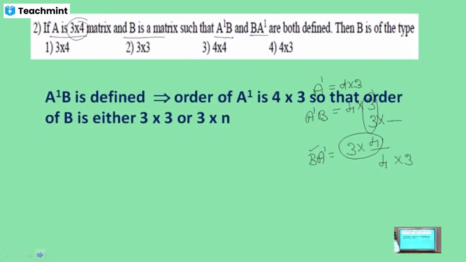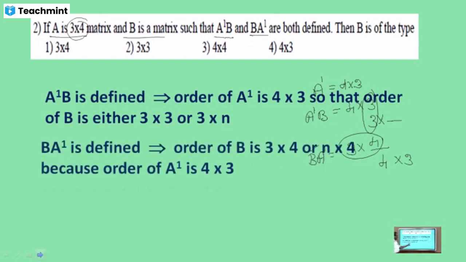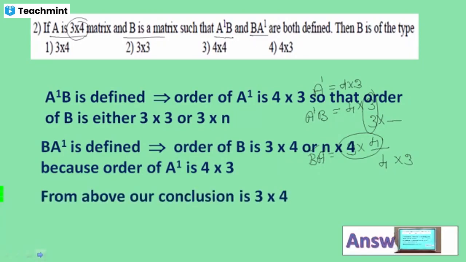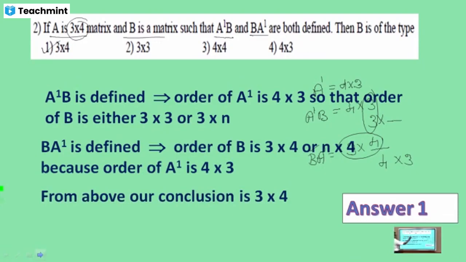Both are defined. Either B is of order 3 cross 3 or 3 cross n. When I go to the condition, you know that A dash is of order 4 cross 3. Therefore, B is of order 3 cross 4. Means the first option. Okay? Now we go to the third question.